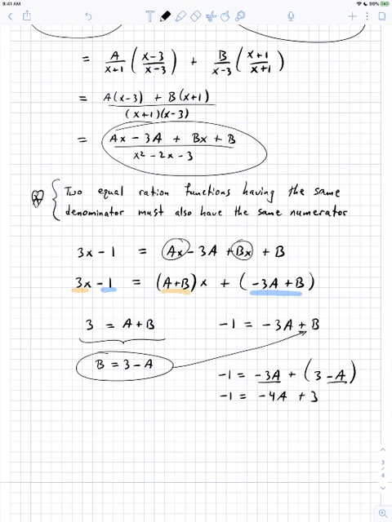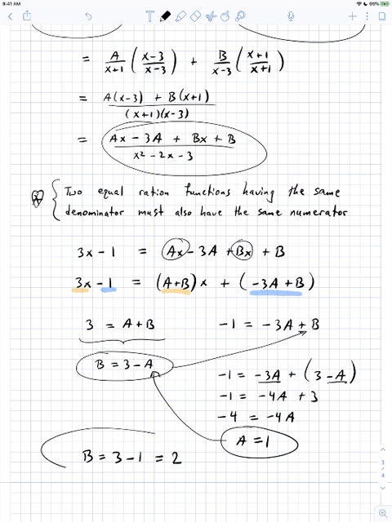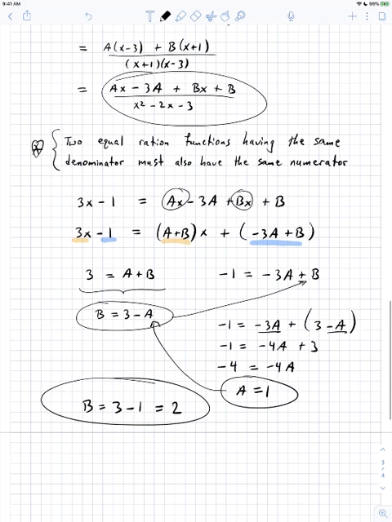And now, subtract the 3 over to the other side, we have minus 4 equals minus 4a. The only way that can happen is if a equals 1. And then you take that and plug it back into this formula for b. So b is equal to 3 minus a, but that's 1, so b is equal to 2. So now we have our partial fractions expansion.